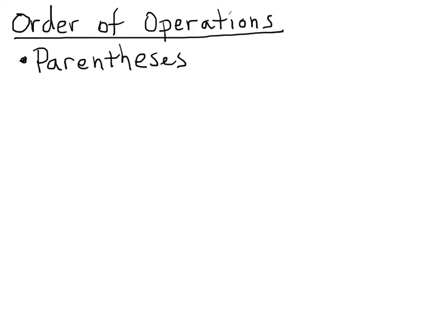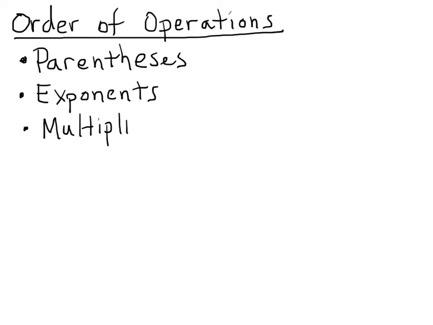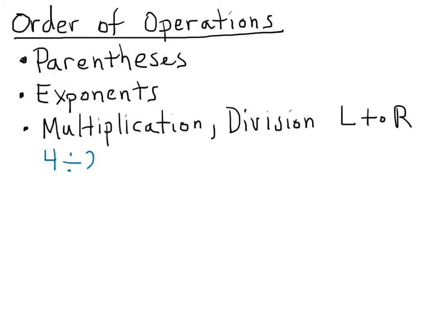And parentheses, I want to encourage you to use parentheses very liberally. It's one of the best things you can do to ensure that you're going to make accurate calculations. Now, after parentheses comes exponents. After exponents comes multiplication and division, and it goes left to right. Multiplication and division have exactly the same priority.